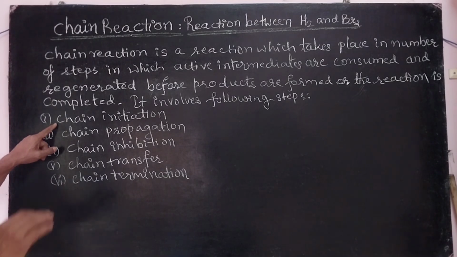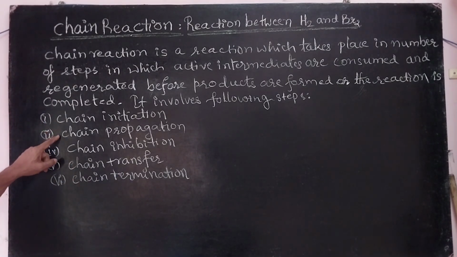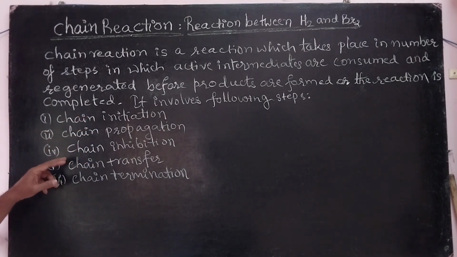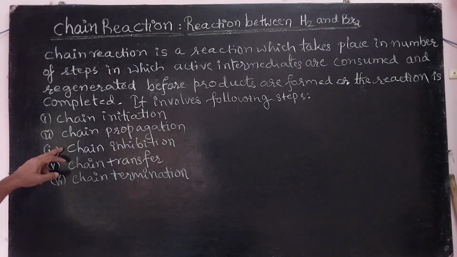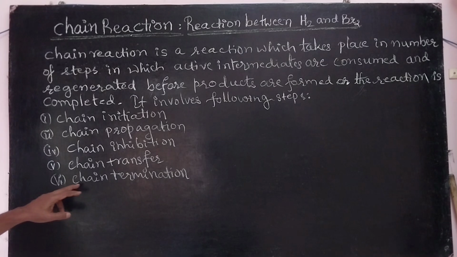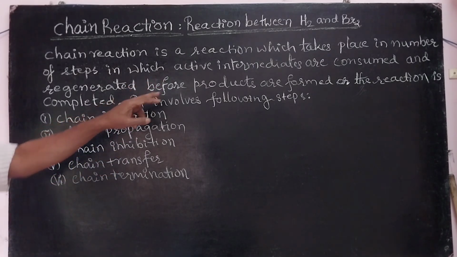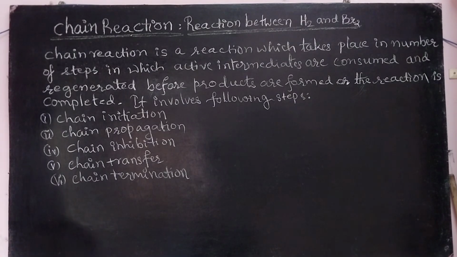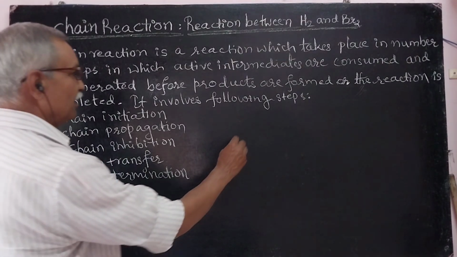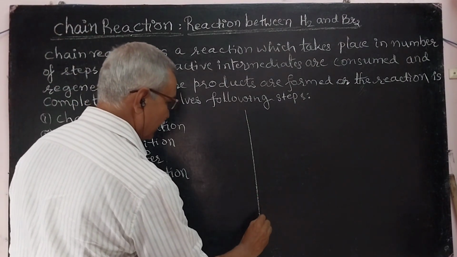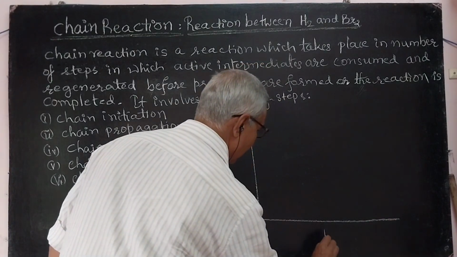First one is chain initiation, where the chain starts. Second one, chain propagation, means the chain is continued. Then chain inhibition, which decreases the rate of the reaction or the length of the chain. Chain transfer. Then the last one is chain termination, where the active intermediates are consumed. This can be explained with the help of a diagram, that is, concentration versus time.